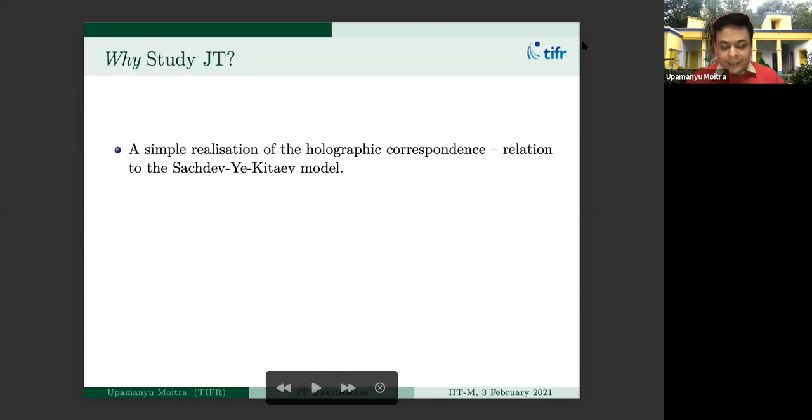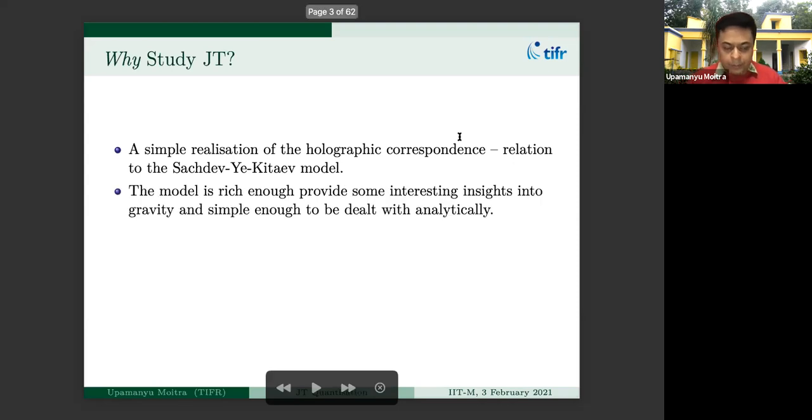So the first question before we move forward is why we should be studying the JT model. And the answers come in many forms. The first and foremost answer is that it's a very simple realization of the holographic correspondence. It's been widely studied in recent years as an example of nearly AdS2 to nearly CFT1 correspondence, especially its relation to the Sachdev-Ye-Kitaev model of condensed matter physics, which has found a lot of attention from researchers working in this area.